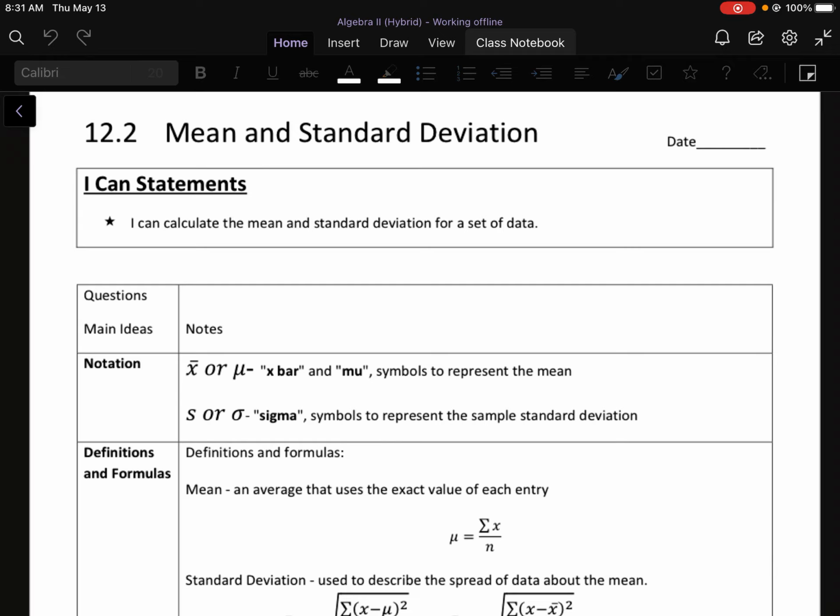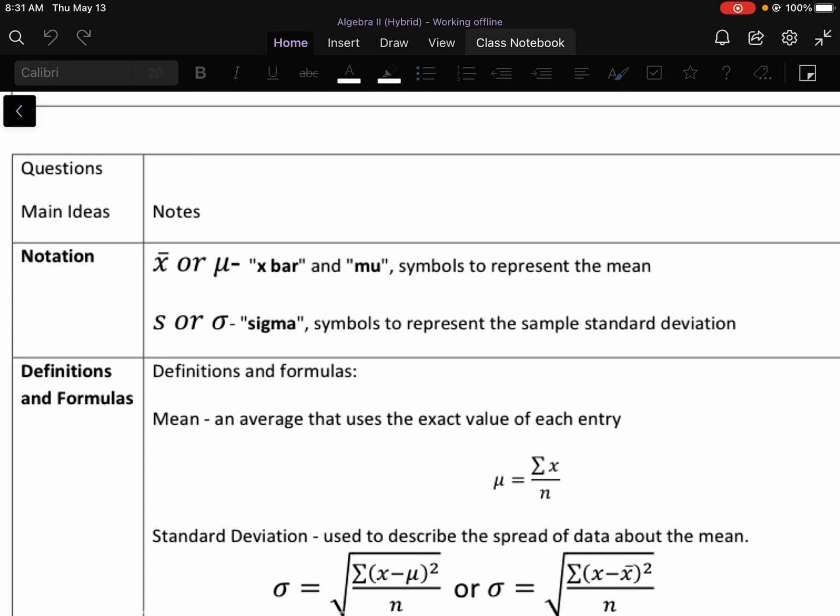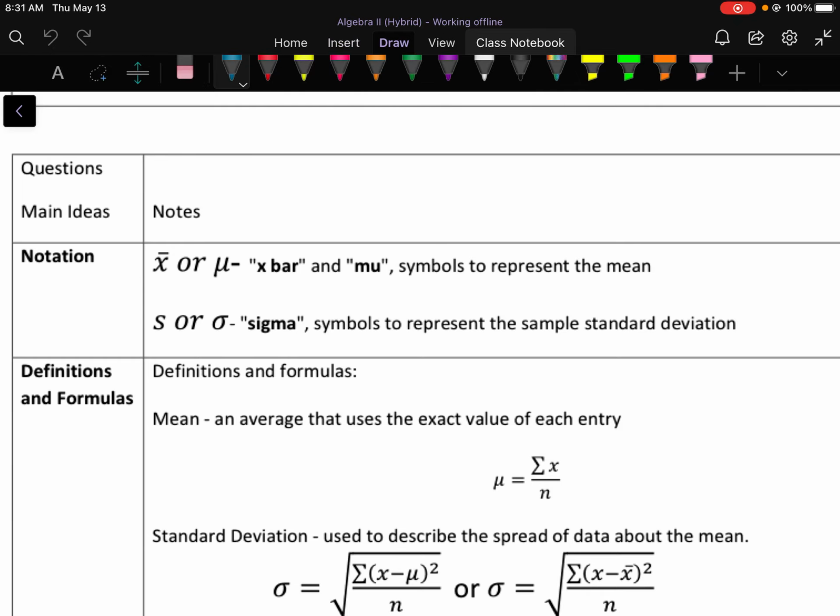So some notation things here, and this is going to be a majority of what we talk about in this brief unit. Instead of writing out the word mean, in stats we use symbols. We can use X with a little bar above it, or this little funny looking U thing, and you can see their names right here. We literally call the first one X bar, and the second one's mu. And these represent the mean.